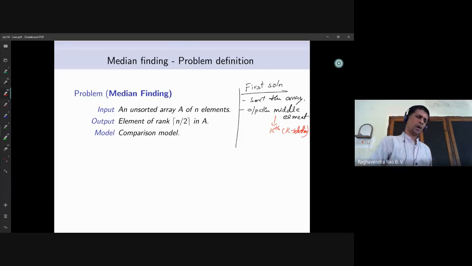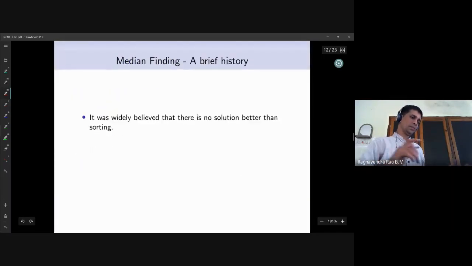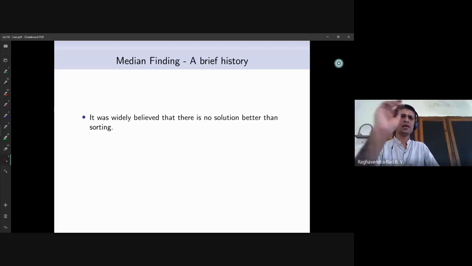People have studied this problem since the 1950s or 60s. In the initial years, people thought there is no better solution than sorting. Until the early 70s, people believed they should be able to prove a lower bound of n log n, like sorting. At the outset you don't see any better solution. You just look at the problem, there is no clear solution as such. Sorting seems to be the only solution, but sorting requires n log n comparisons.